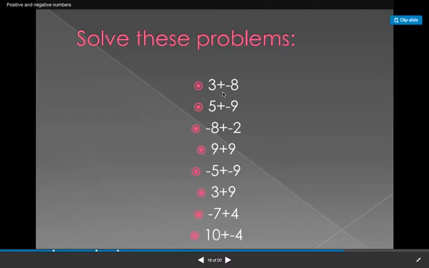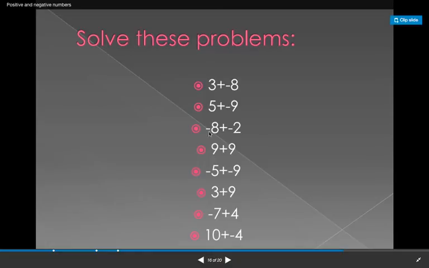So let's look at these problems. We have 3 plus negative 8. We're going to subtract the smaller number from the bigger number, because this is a positive 3 and this is a negative 8. So we do 8 minus 3, which is 5, and we take the sign of the bigger number, 8. So it's going to be negative 5. Down here, we have negative 9 and a positive 5. Because the signs are different, we take 9 minus 5, which is 4, and take the sign of the larger number. So it's going to be negative 4.